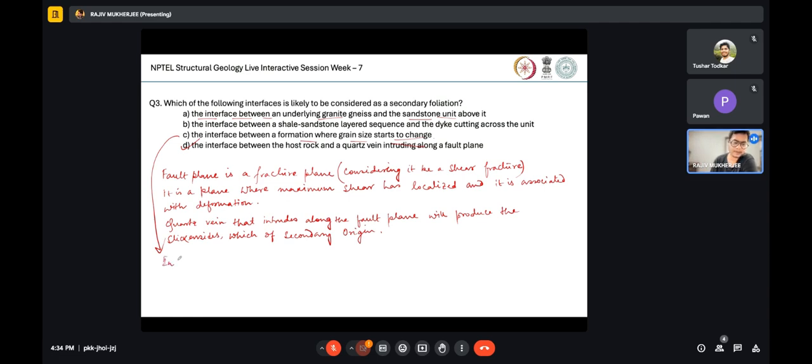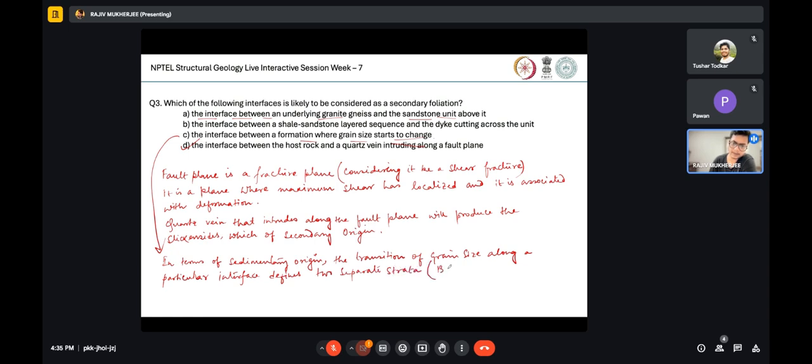So in terms of sedimentary origin, the transition of grain size along a particular interface defines two separate strata. That means bedding plane.